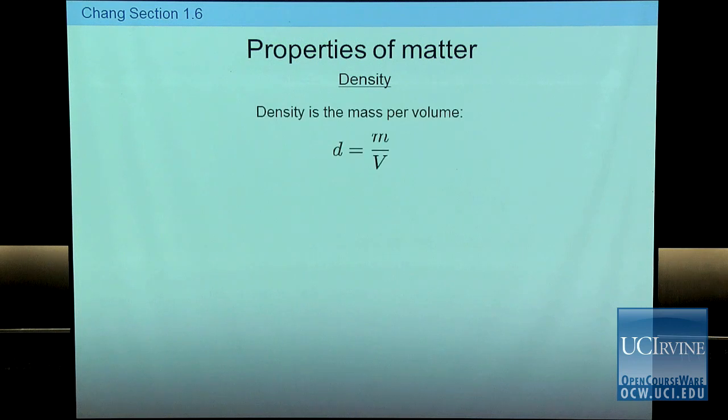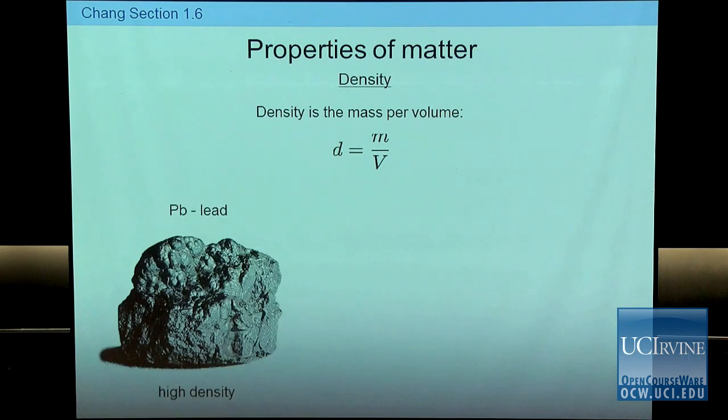Okay, now density is another very important property. Density is the ratio between these last two properties, the mass and the volume. Mass over volume, that is the definition of density. Okay, so here's an example. This is an example of a high density material. Lead. This is a chunk of lead. It's quite heavy for its volume. So the mass is high for its volume. That means that density is a large number.